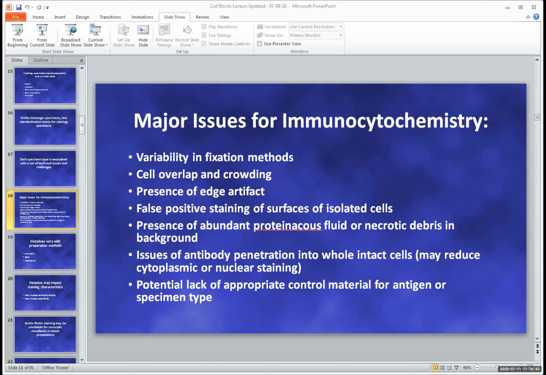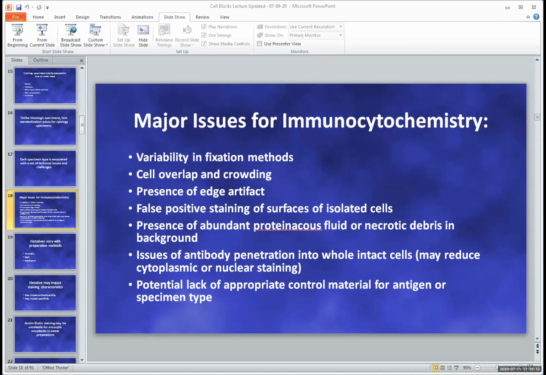The presence of abundant proteinaceous fluid or necrotic debris in the background can be a problem. This is particularly a problem in smears, but also is seen in some of the liquid-based preparations. And then finally, there are issues of antibody penetration into whole intact cells. This may reduce cytoplasmic staining or nuclear staining, or may require a prolonged incubation period.